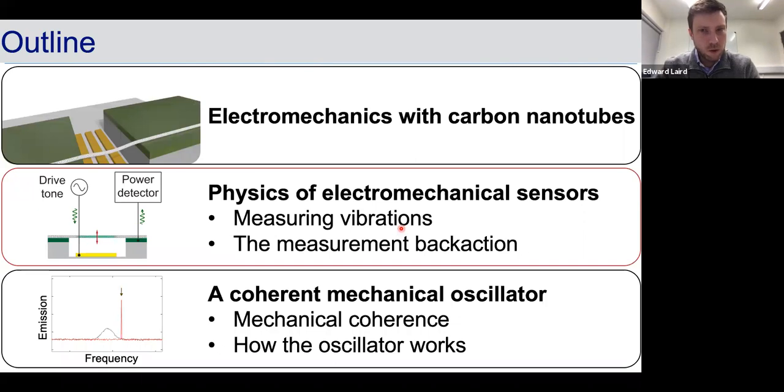So the outline of this talk: I talked about the motivation for doing electromechanics with carbon nanotubes and how we make them. But the main part of this talk is going to be about the physics of carbon nanotubes operated as electromechanical sensors, and how we then measure and characterize a nanotube mechanical oscillator. So the first challenge is how we measure the vibrations of this device.